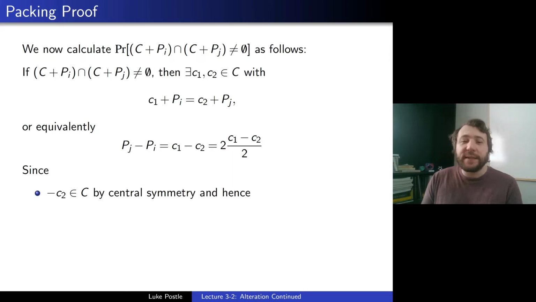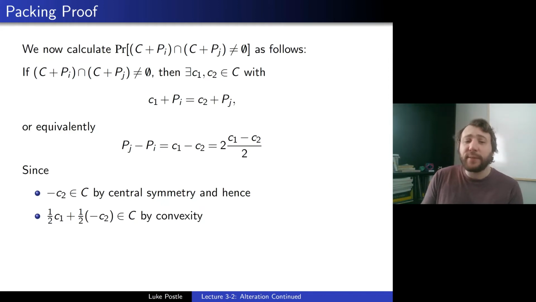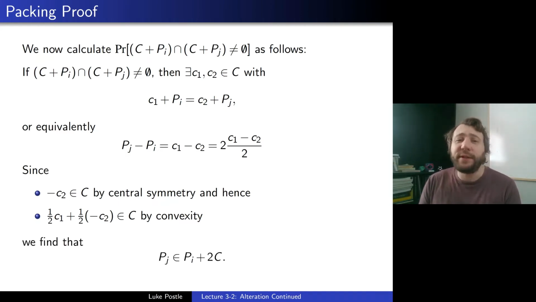Well, since it's centrally symmetric, by central symmetry, minus c2 is also in C. So c2 we knew is in C, so also its negative. Then we can use convexity to say that half of c1 plus half of negative c2, which is now also in C by central symmetry, must also be in C by convexity. So we get that that right term, (c1 minus c2) over 2, is in C by central symmetry and convexity, and we find that p_j is in p_i plus 2C. And so there we go.